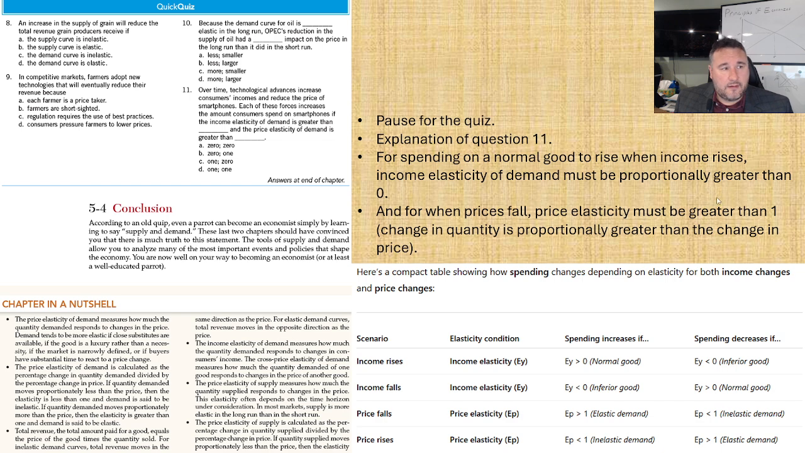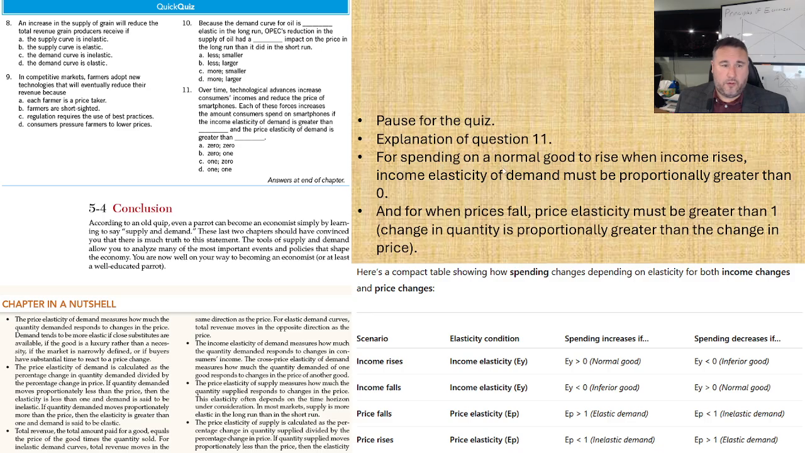For question 11, over time, technological advances increase consumers' incomes and reduce the price of smartphones. Each of these forces increases the amount consumers spend on smartphones if the income elasticity of demand is greater than 0, and the price elasticity of demand is greater than 1. So you might have to think about that a little bit more.